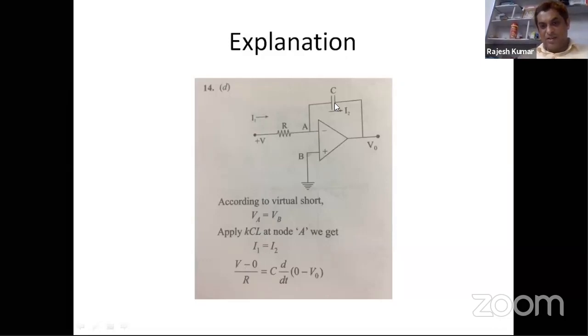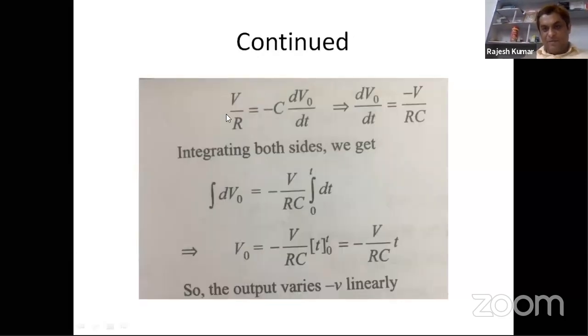That is equal to the current through the capacitor. Because Q is equal to CV, just differentiate that: I is equal to dQ by dt, which is equal to C dV by dt. And ultimately, the voltage will be 0 volt here minus V volt here. So after solving, you have dV divided by dt is equal to minus V by RC.